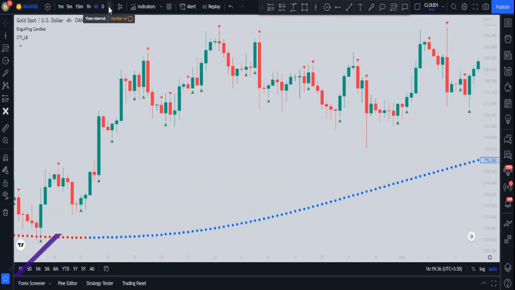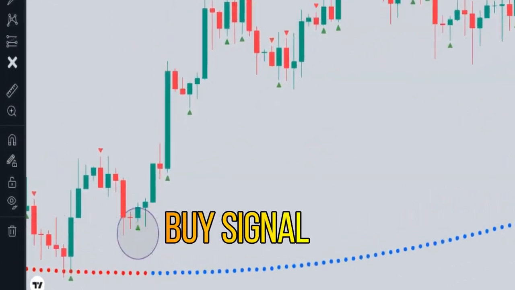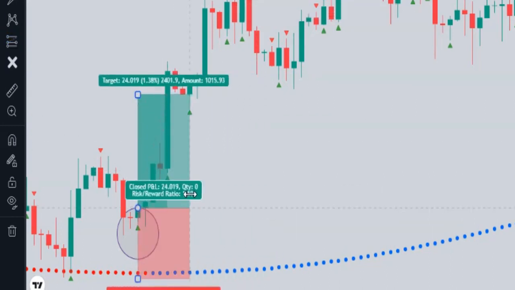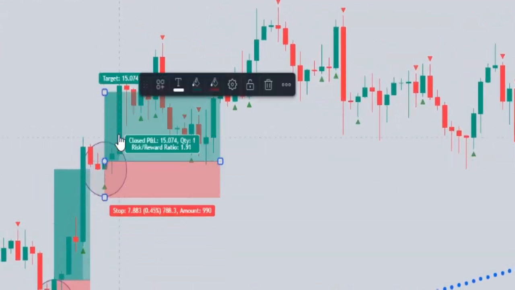Now let's check it out on gold 4 hour time frame because there is a green triangle below the candlestick and the CTI indicator is below the candles. So this buy signal is also valid. Check out the next signal. The next signal also met the conditions. So this one is also valid.